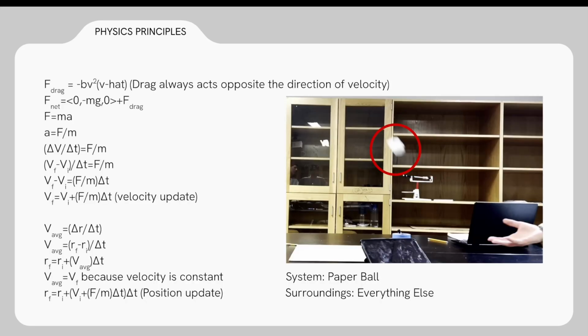Below are shown some of the physical equations that I used to solve for the net force acting on the object, the velocity update formula, and the position update formula, all based off of Newton's second law of motion. For this lab specifically, the system was a paper ball and the surroundings is everything else.